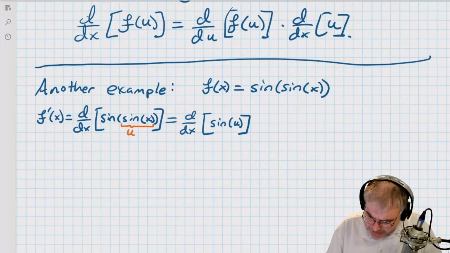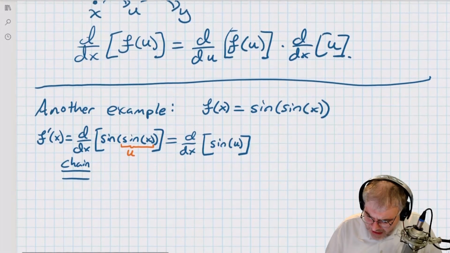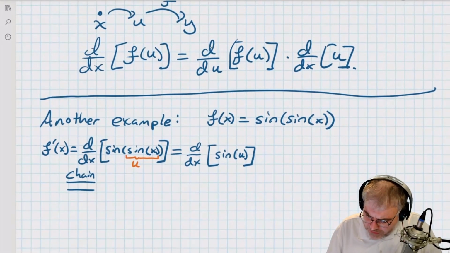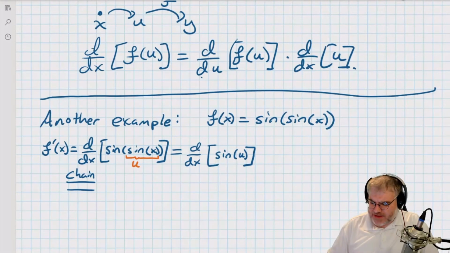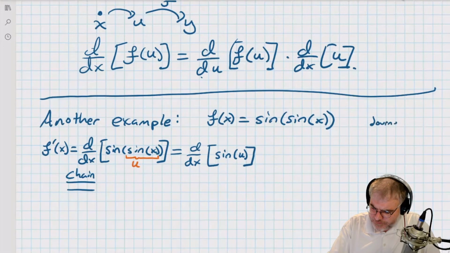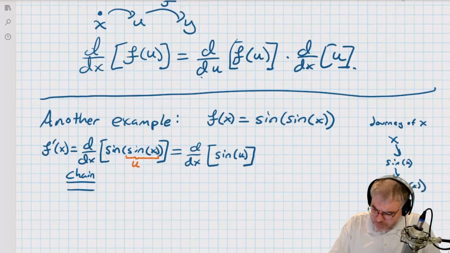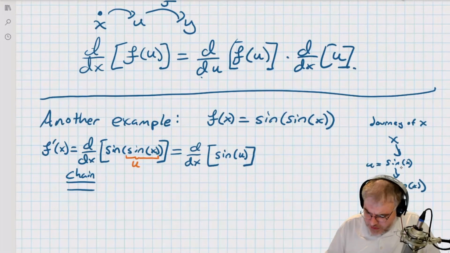Now, because of the chain rule, I apply the chain rule. So I have it in terms of a u. So now I do the derivative with respect to u of f of u times the derivative with respect to x of u. And I'm only going to do these one layer at a time. So the journey of x here is like this. So I'm going to set u equal to that.